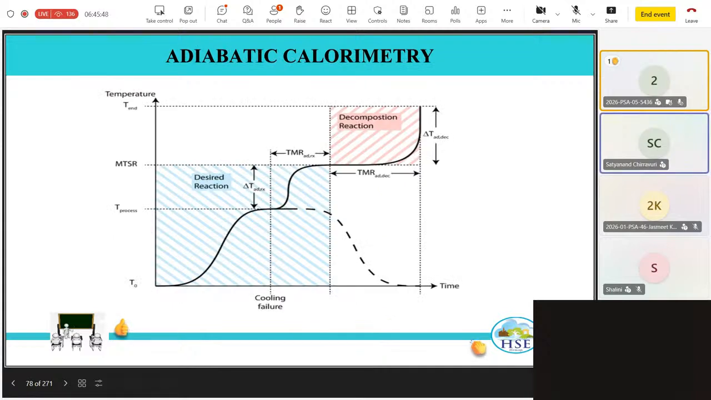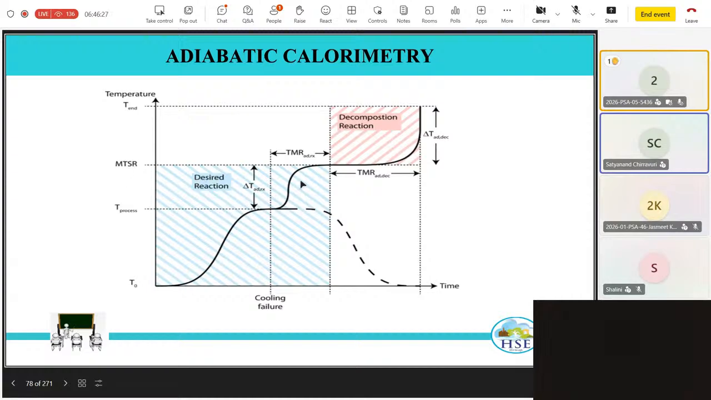Okay, so now let us look into this slide. Now this slide is what I was talking about. Here you see, this is the temperature axis, right? And this is the time axis. This is the process temperature on the left hand side, and once you have a reaction happening and there is an adiabatic situation, the maximum temperature it will go up to is MTSR.